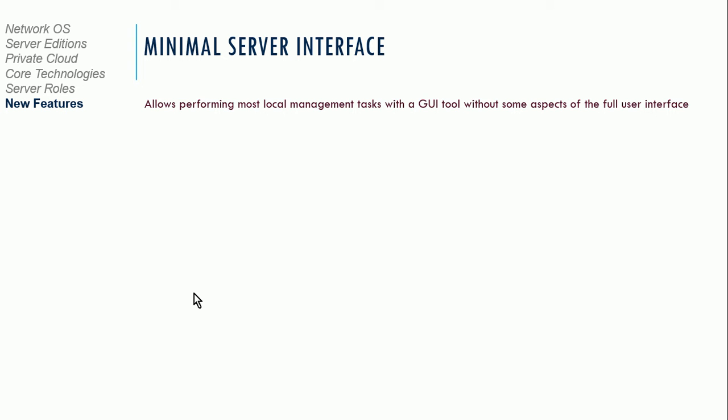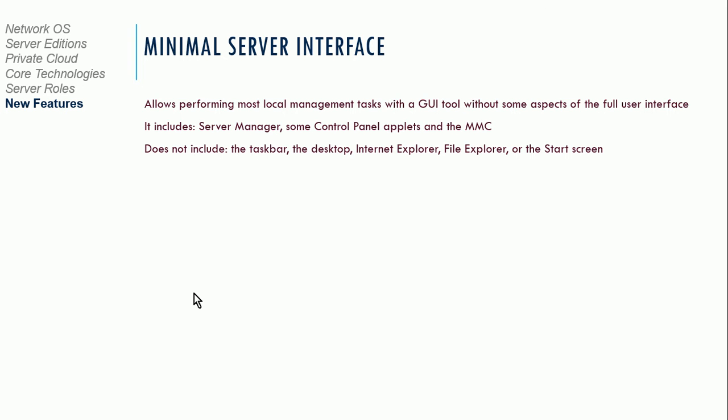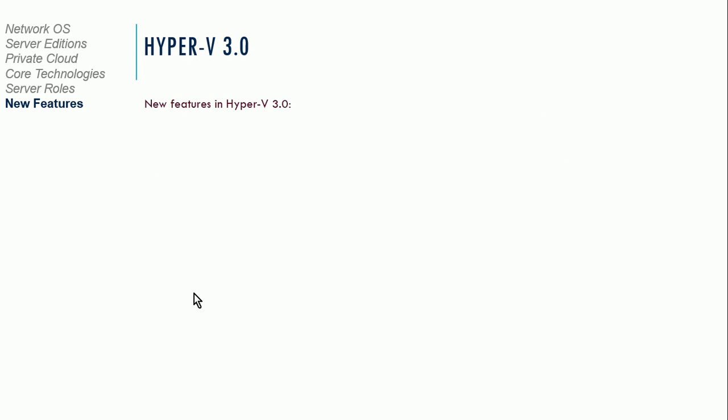But starting with 2012, it's a pretty minimal interface. It's very simple now. There really is no start menu anymore. You basically get the Server Manager and some control panel applets and the MMC, and it does not include a taskbar. There's no desktop, no Internet Explorer, no File Explorer, no start screen. All of that stuff goes away by default with the minimal server interface. Now you can install all these things. So you can have a desktop and Internet Explorer and all that stuff if you want on a server, but by default, you don't have those things. So the command prompt and PowerShell are available, which is important. You need those for management, but again, you could also use those remotely.